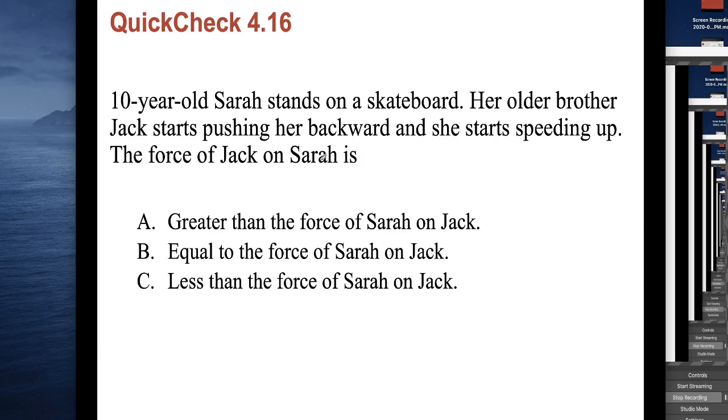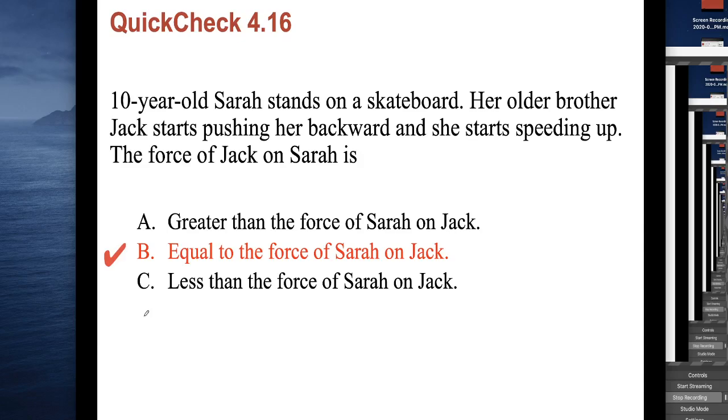Okay, so after the explanation of action and reaction pair, which is Newton's third law, let's see several examples. So first of all, 10-year-old Sarah stands on the skateboard. Her older brother, Jack, starts pushing her backward and she starts speeding up. The force of Jack on Sarah is... which one is correct? I'll give you some time to think about it. Please pause until you find your answer.